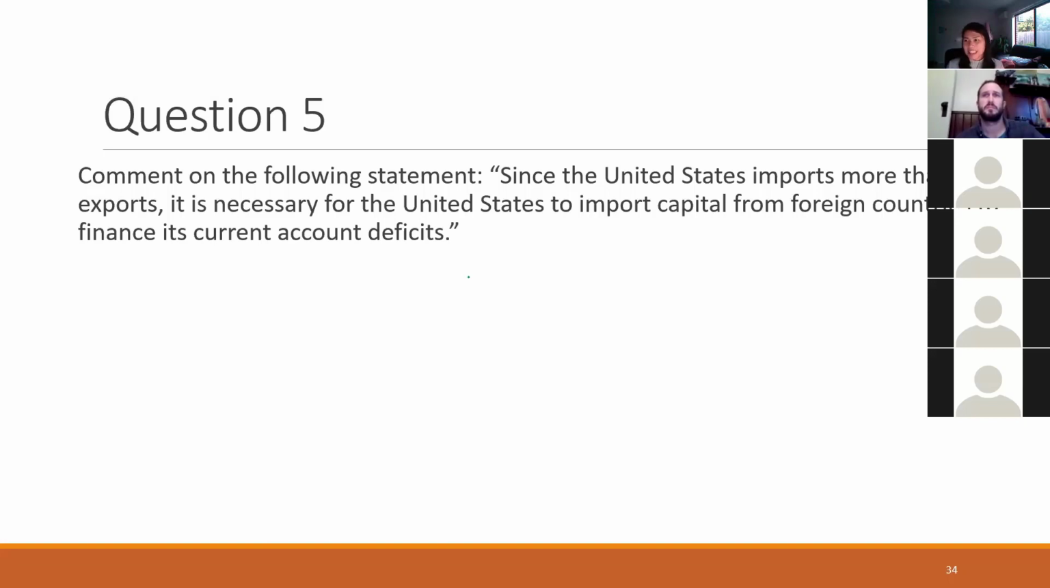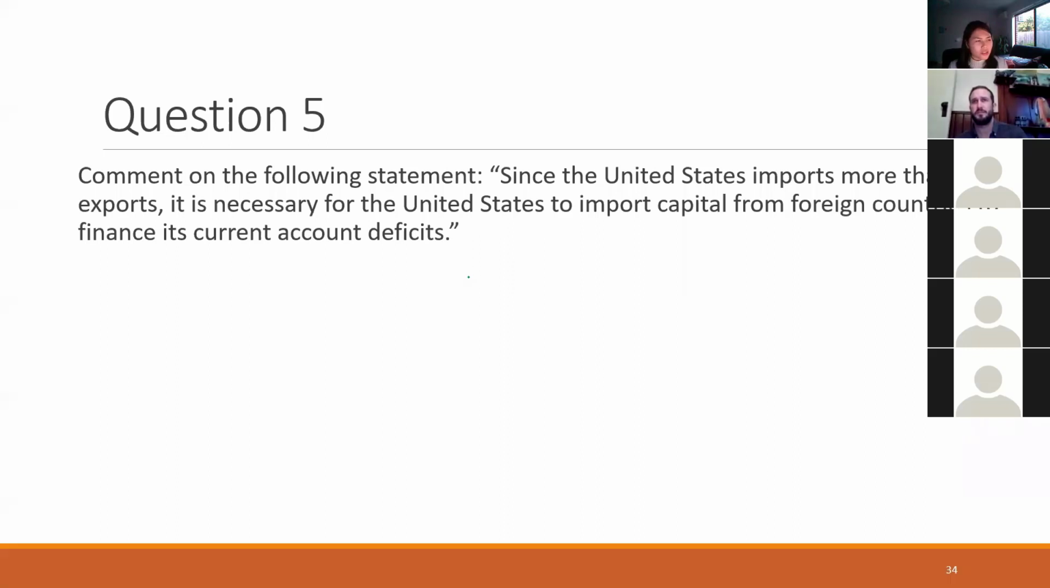It shows that the United States only has a trade deficit. And so that's the first part of the statement. So I think importing capital from foreign countries can balance its deficits. Exactly right.